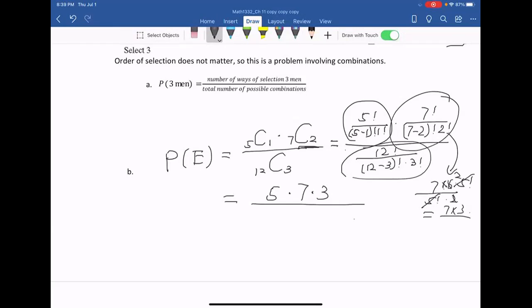Okay, the bottom part is 12 times 11 times 10 times 9 factorial, because the bottom part is 12 minus 3 is 9 factorial, times 3 factorial, canceled out this. 3 factorial equals 3 times 2 times 1, so 3 times 2 is 6, and here I got 2, so 5, 2, the bottom part is 44. The top part is 7 times 3 is 21. Okay, that's 21 over 44.